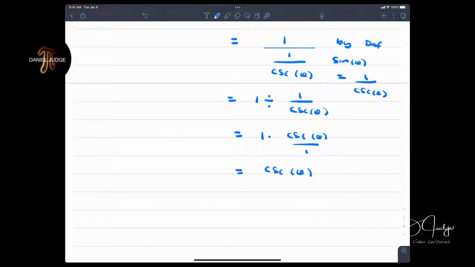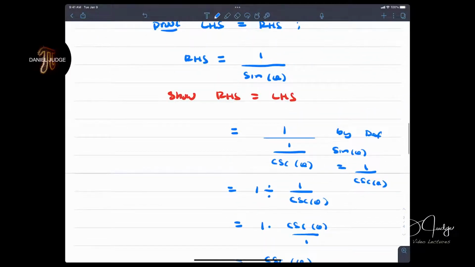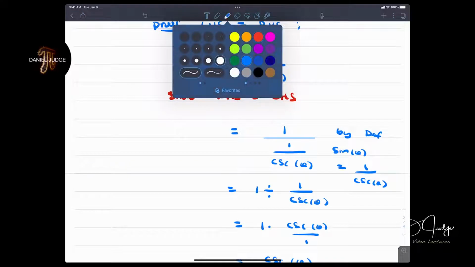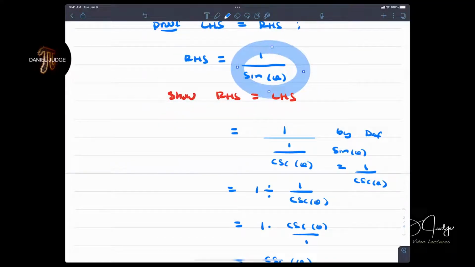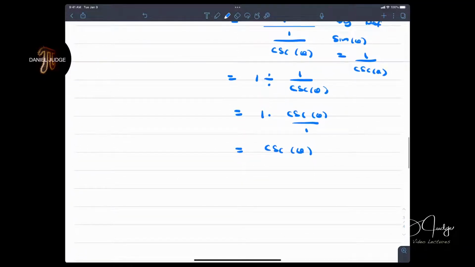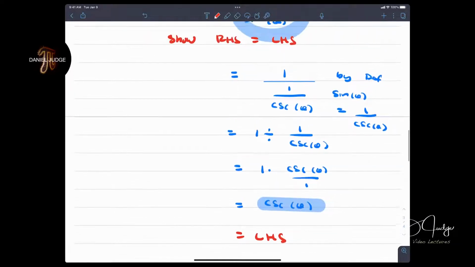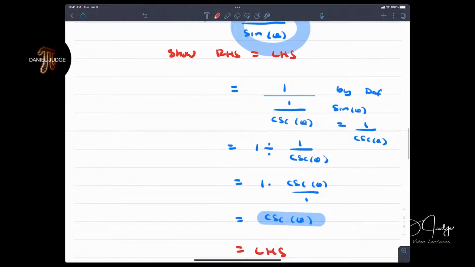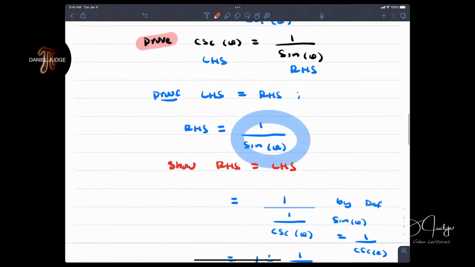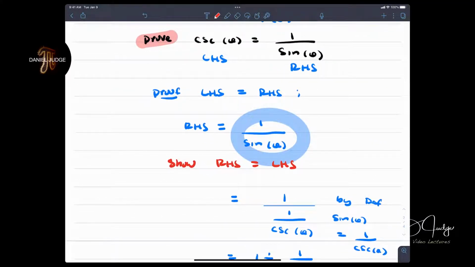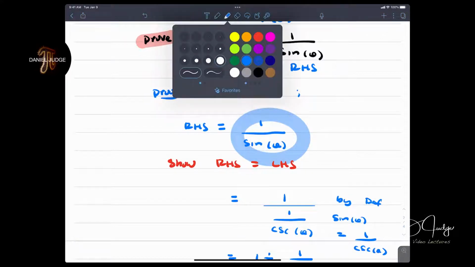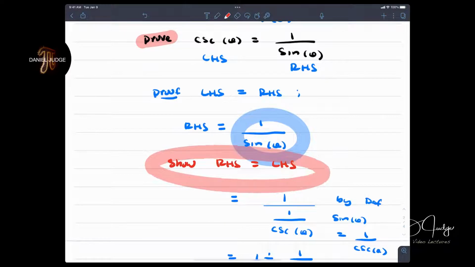So my point is that I just showed that the right-hand side, which is equal to 1 over sine theta, is exactly the same as cosecant theta. I showed that the right-hand side equaled the left-hand side. And there you go. And this is how we can show, ladies and gentlemen, the left-hand side is the right-hand side, or the opposite, the right-hand side is the left-hand side. So it doesn't really matter, because equality means, is the same as, right?